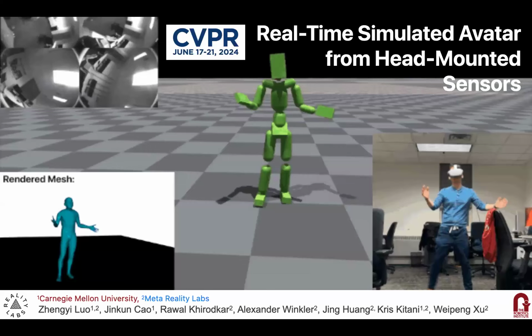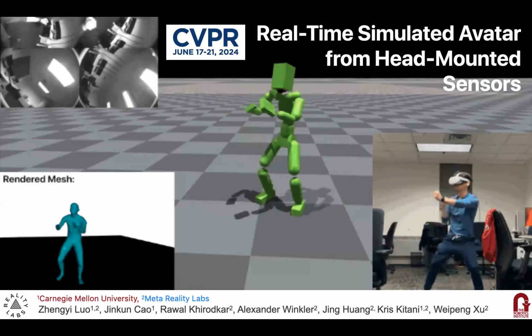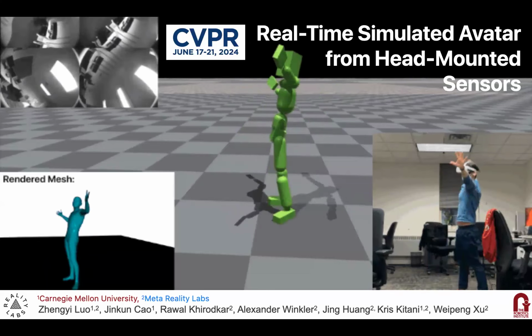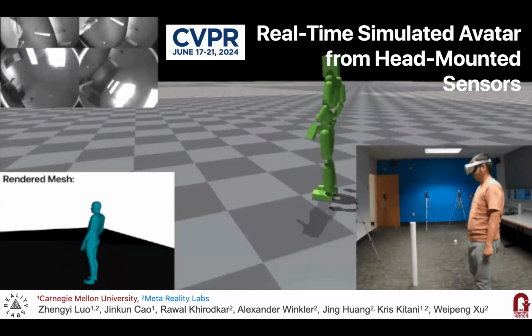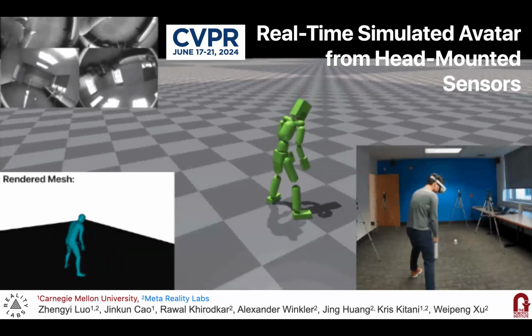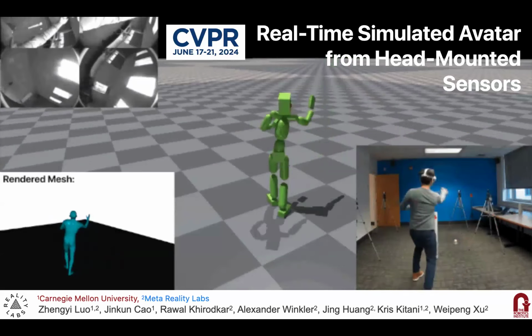So this is the paper that Zen will be presenting this week at CVPR. It's called Real-Time Simulated Avatar from Head-Mounted Sensors. And the idea is to take a VR headset, and in this case, we see the Quest 2. And the VR headset has several cameras on it. So you see the camera video at the top left. And we're going to use that as input. And what we want to estimate is the pose of the camera wearer, which is in green here.